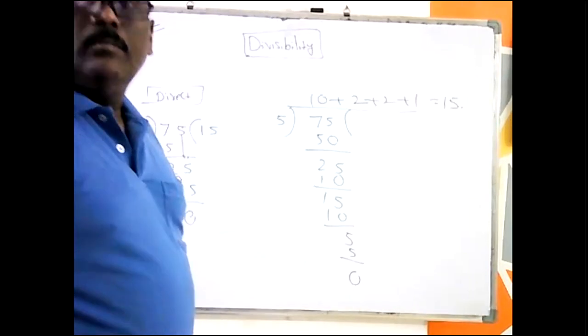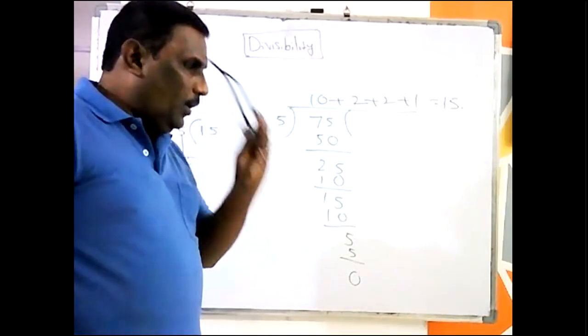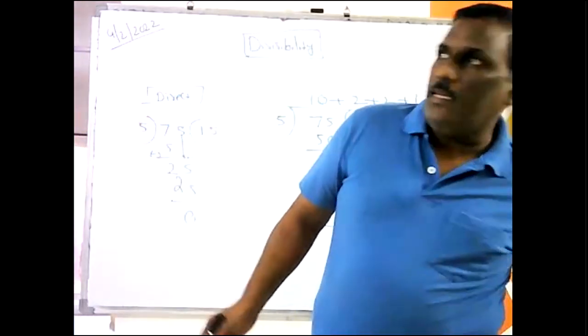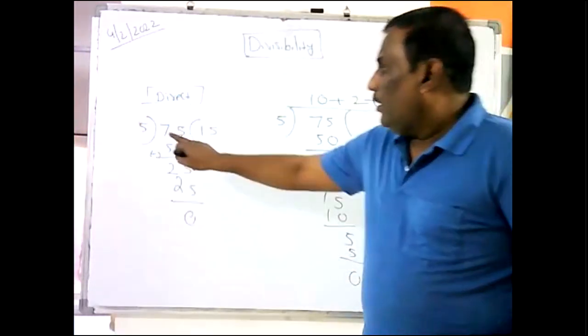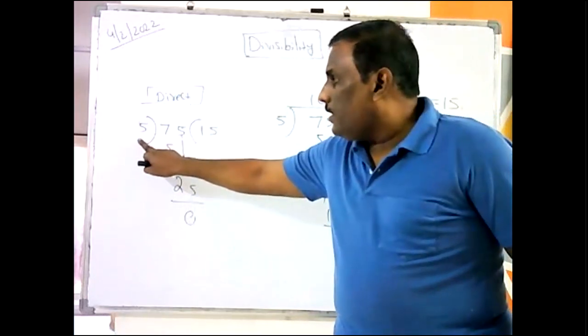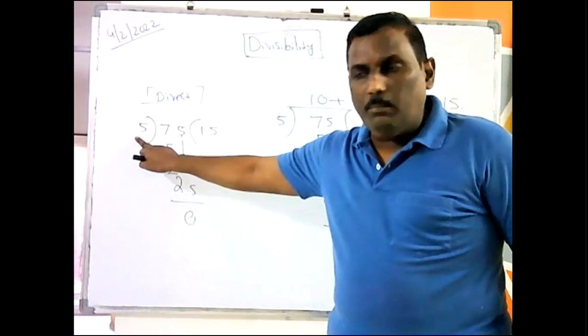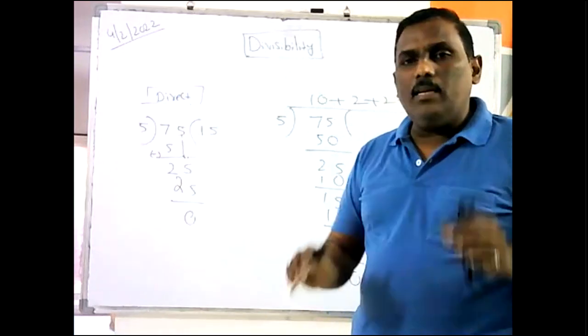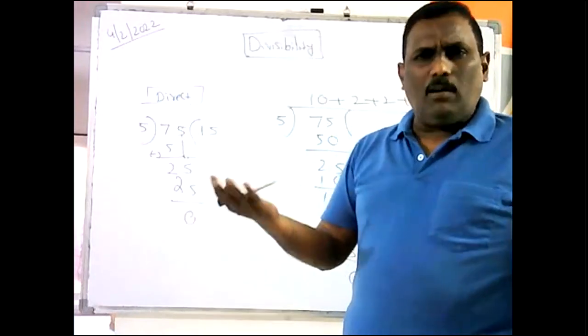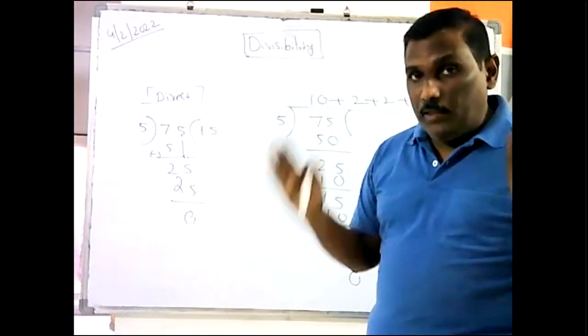For me, the direct method is better, if you have learned it. This is easy. But if it is a 5-digit number or 4-digit number, or a 3-digit number or 2-digit number, then the direct method is difficult at this age.